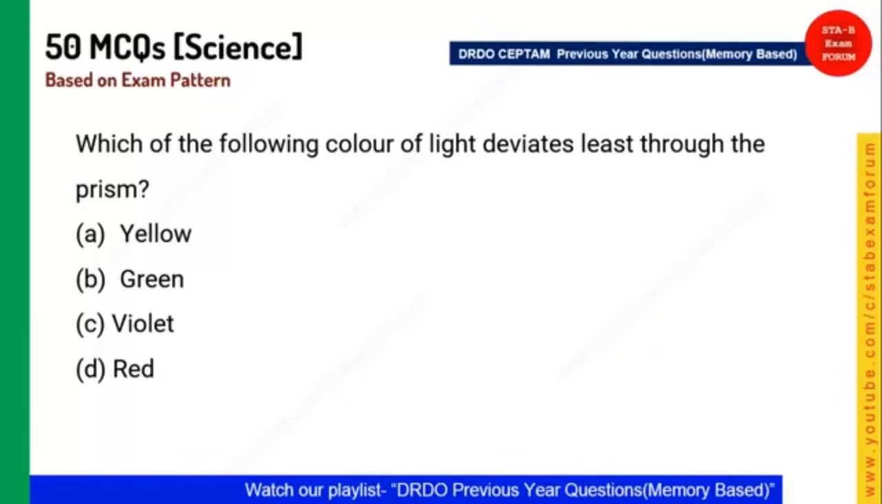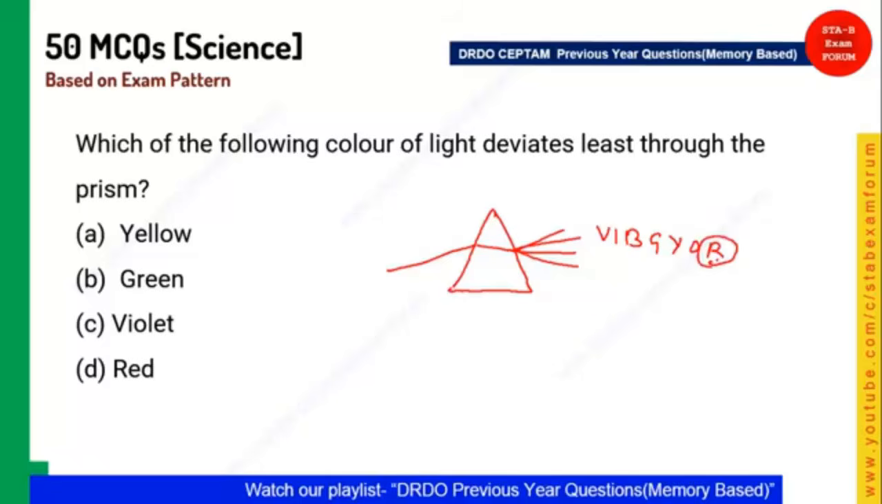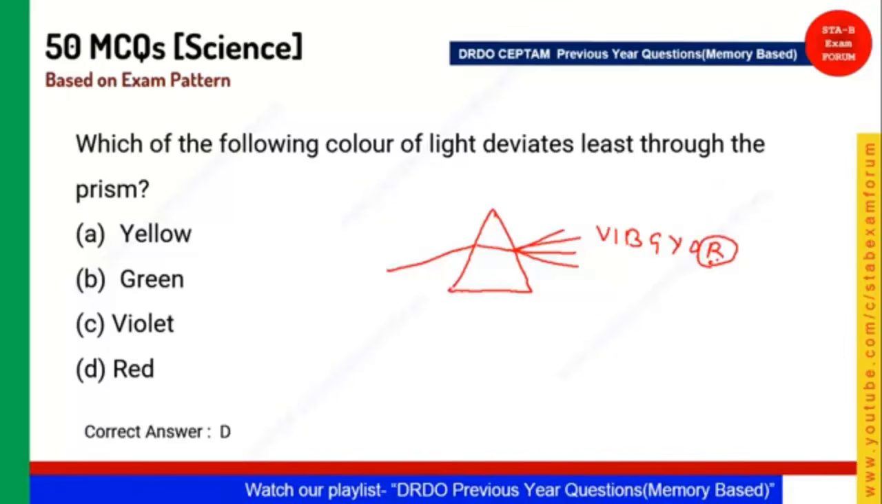Let's see the next question. Which of the following colors of light deviates least through a prism? As you know, a prism is a device you must have seen in your 11th class. Sunlight passes through it and disperses into 7 colors. Those 7 colors are called VIBGYOR: violet, indigo, blue, green, yellow, orange, and red. Least deviation depends on the lowest frequency, and red has the lowest frequency. So option D is the correct answer. The least deviated is red.